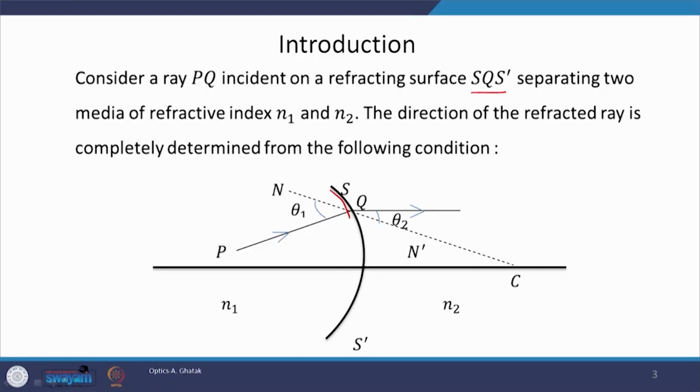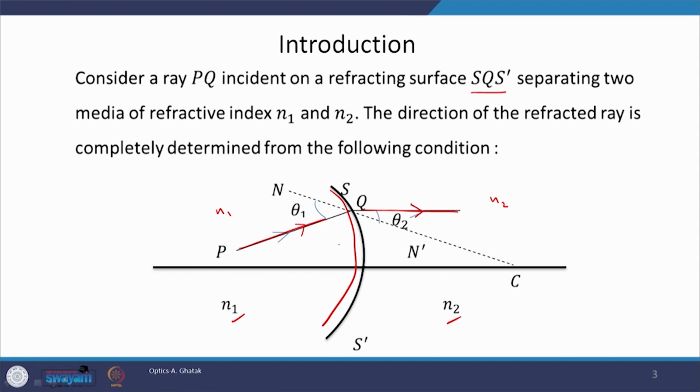This is our spherical refracting surface, and the ray PQ is incident. It falls on this refracting surface, and then it goes in a certain direction after getting refracted. This refracting surface is separating two media, one of refractive index N1 and the other N2, which are shown here.